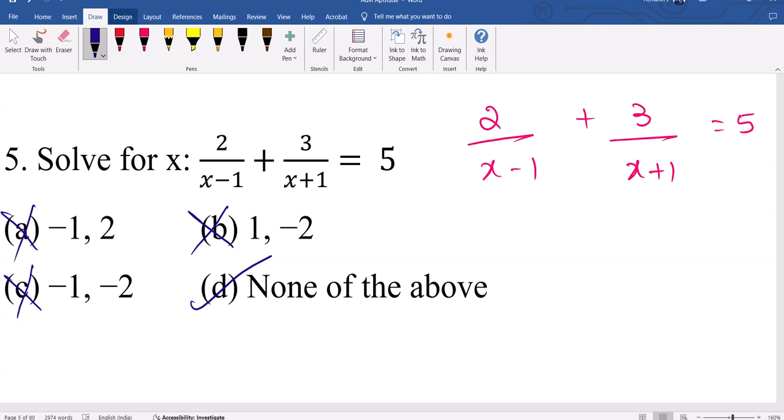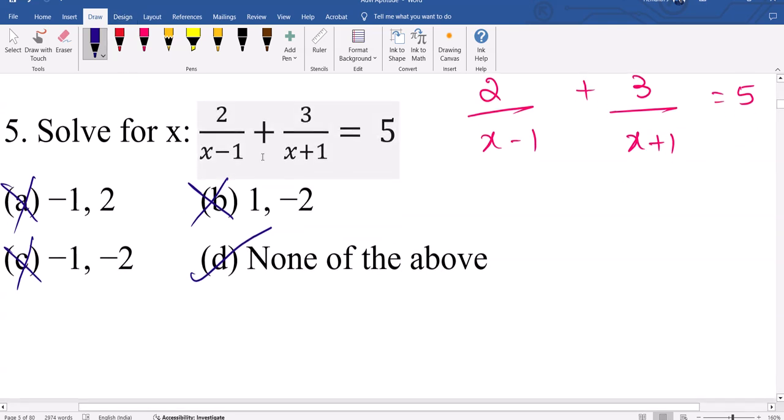Okay, so we don't get 5. Right-hand side required 5, but we don't get 5. That will not satisfy, so we can go for option D, none of the above. In fact, if we try, we don't get any integer value. We'll get some fractions and all.